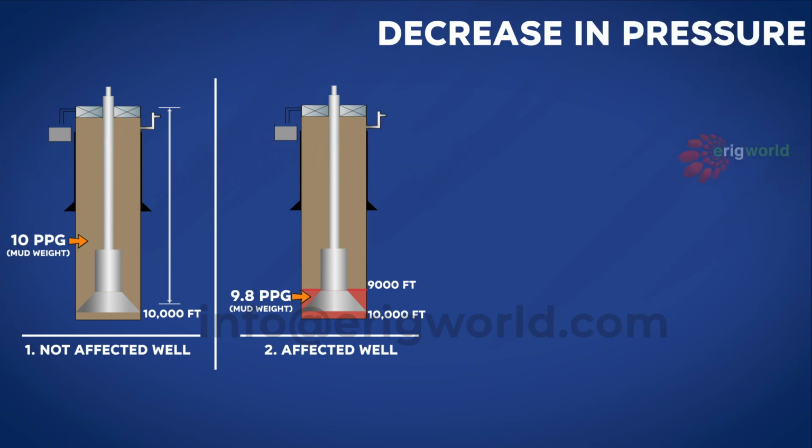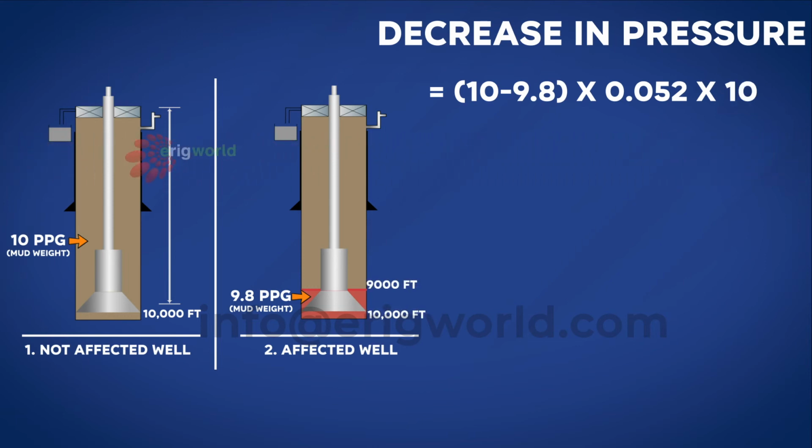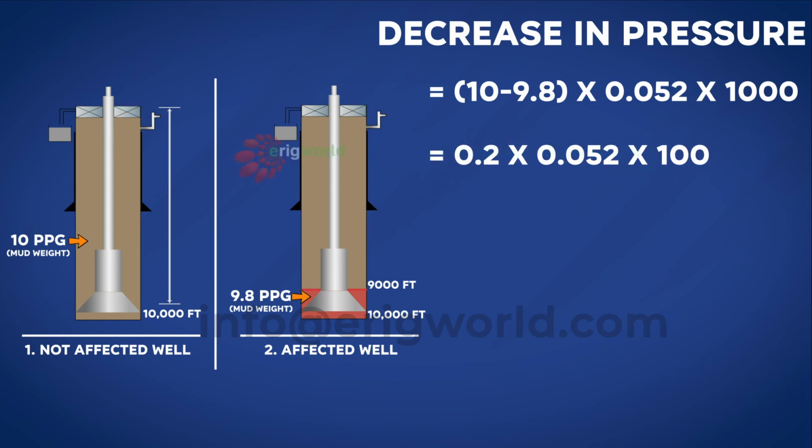How much is the drop in mud weight? The mud weight dropped from 10 ppg to 9.8, times the constant. What is the level of drop? The level of drop is from 10,000 to 9,000, so 1,000 feet. When I solve this equation, it will be 0.2 times the constant times 1,000 feet, so I will get 10.4 psi. This means that when gas contaminates the mud and the gas is at the bottom, the drop in this case is 10.4 psi.